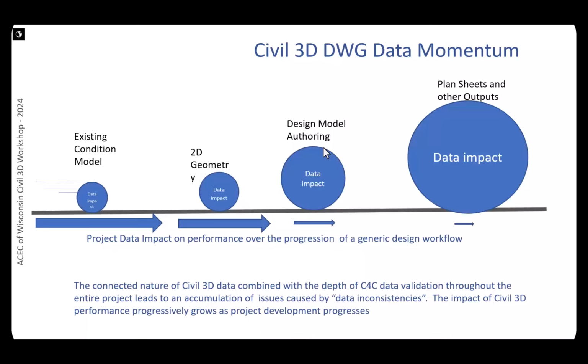And at the very tail end of all of this are the plan sheets, which has all of this work referenced into it. And so you can see as we move through that progression of data flow, we see a cumulative effect of that data impact over the course of that flow. And so it's the plan sheets that suffer worse.